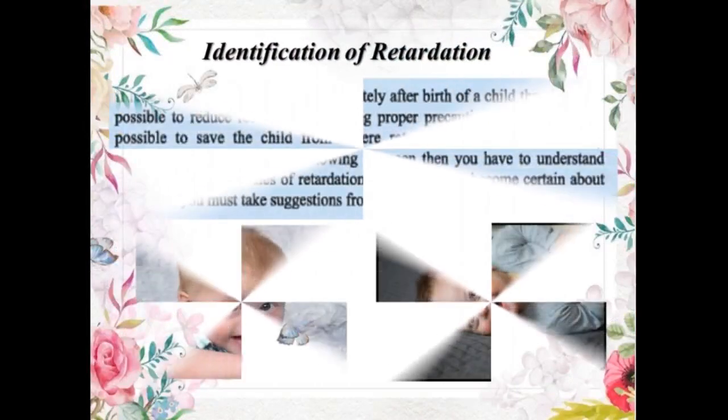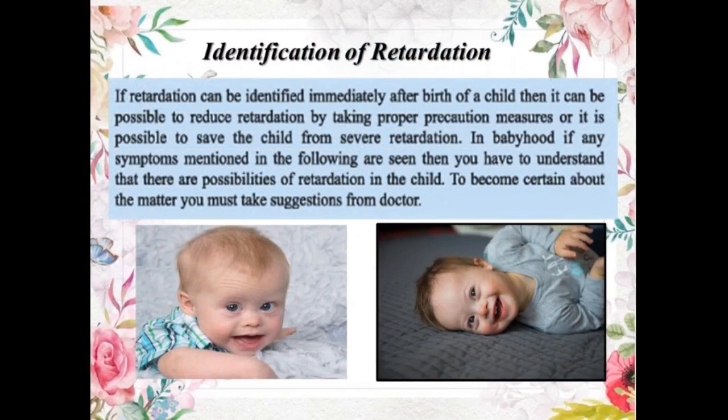If retardation can be identified immediately after the birth of a child, then it is possible to reduce retardation by taking proper precautionary measures, or to save the child from severe retardation. In babyhood, if any of the symptoms mentioned in the following are seen, then you have to understand that there are possibilities of retardation in the child. To become certain about the matter, you must take suggestions from a doctor.